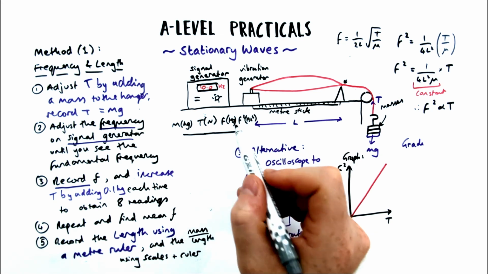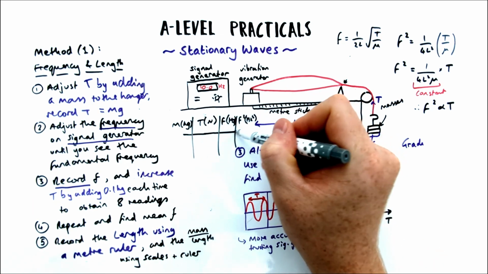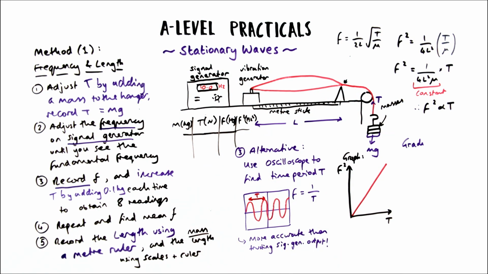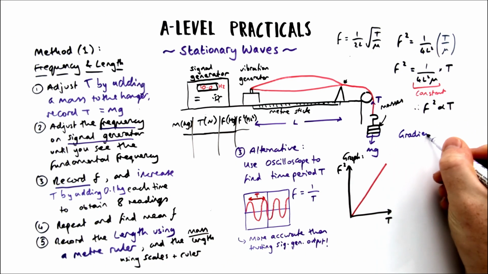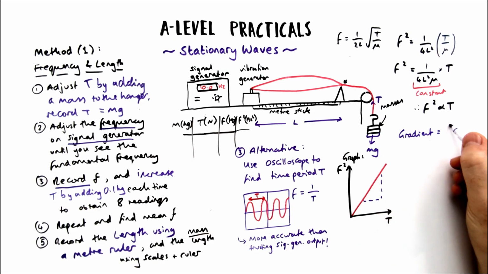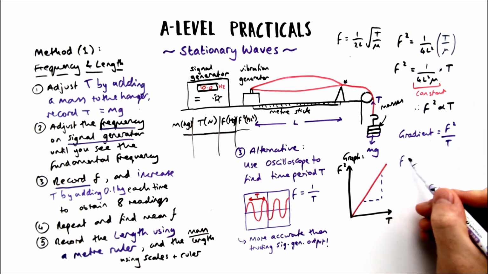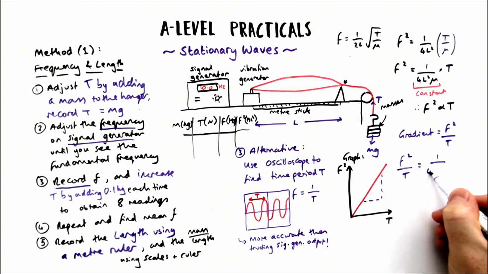So you might find you need an extra column to do those calculations. It's good practice not to do it just on the graph, you've got to put it in the table as well. So for this graph, the gradient is equal to f squared over T, which if we rearrange our equation for f squared over T is equal to 1 over 4L squared times the mass per unit length.